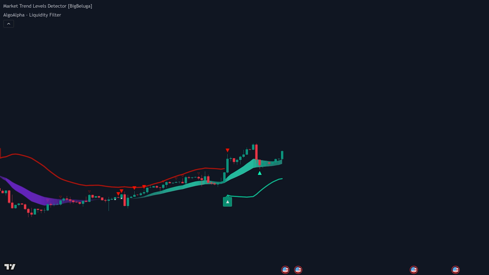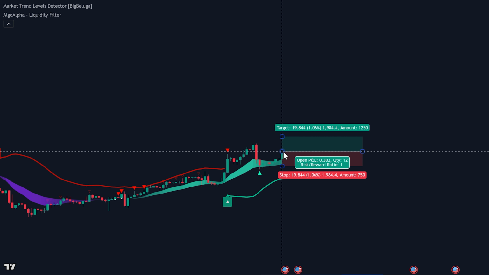We then wait for price to retrace and retest the green shaded area. Once price rejects the zone and starts to bounce off the green shaded area, that's our entry confirmation. With both the signal and confirmation in place, we execute a long position.